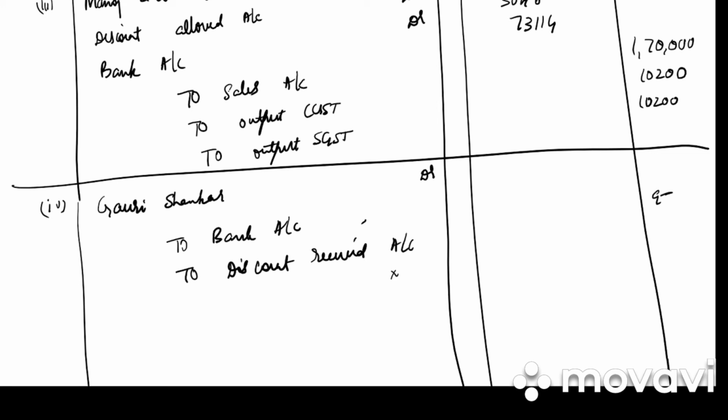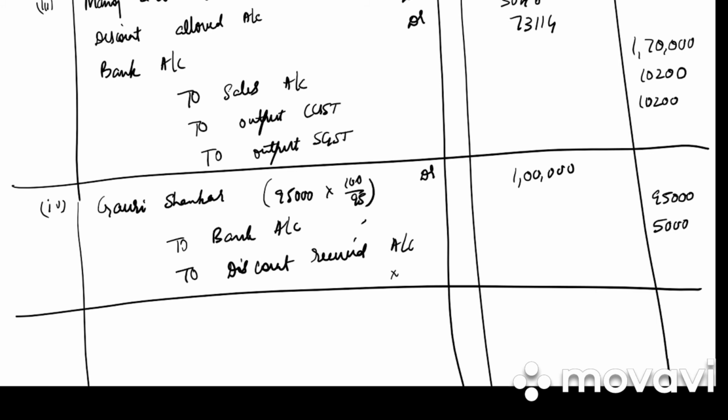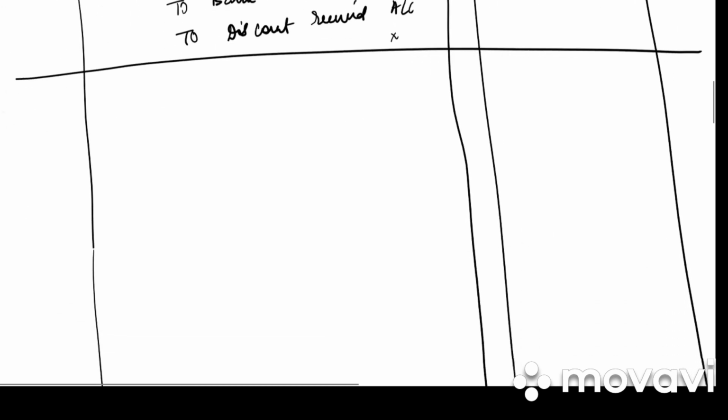So how much did we pay? 95,000. And how much we had to actually pay? It was 95,000 into 100 by 95. That is 1 lakh. So how much is the discount? 5,000 rupees. Write down the narration. Settlement of rupees 1 lakh after deducting 5% cash discount.